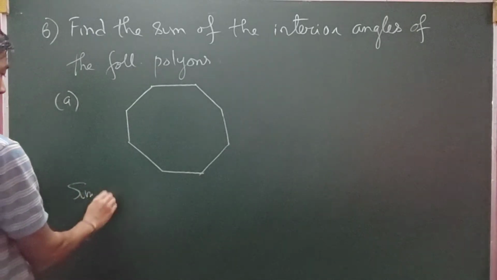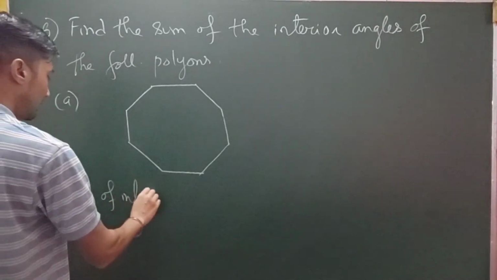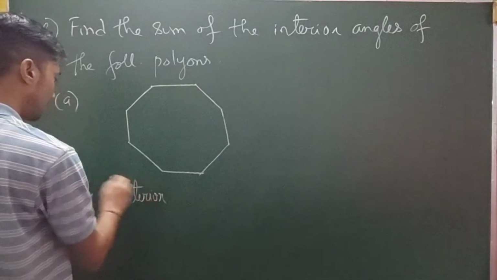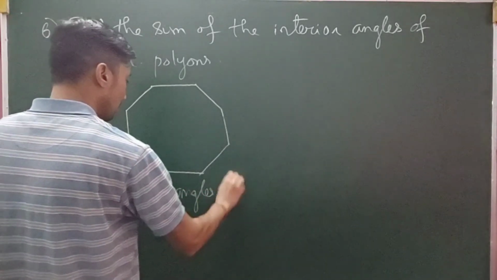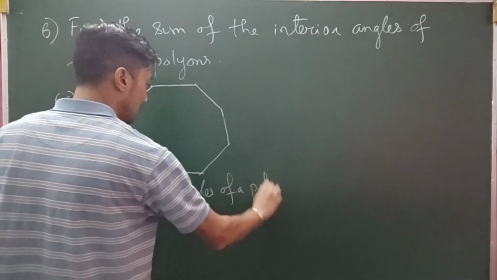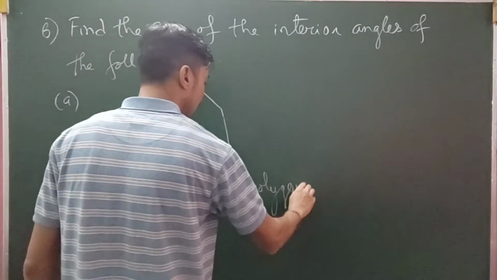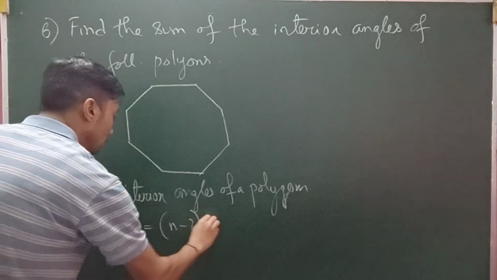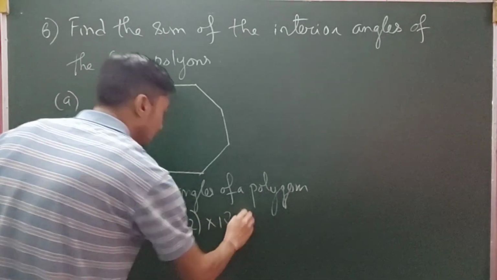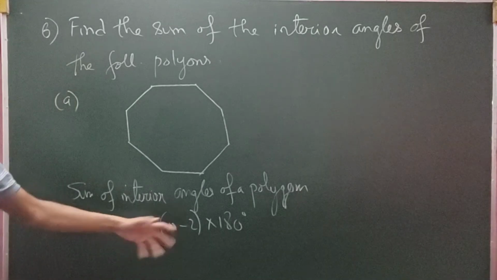Sum of interior angles. Go back to the previous videos and learn from there. Okay, sum of interior angles of a polygon. Because if you still haven't, then what are you doing? Education is so important. It is equal to what? (n minus 2) into 180 degrees. You remember that? Where n means the number of sides.